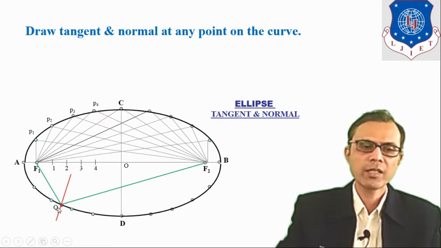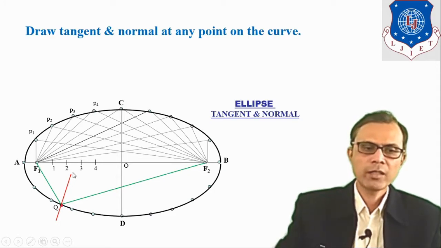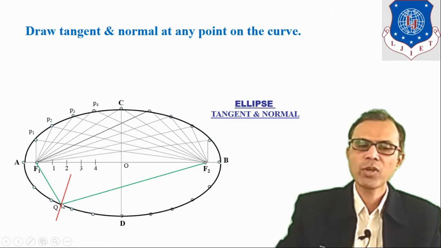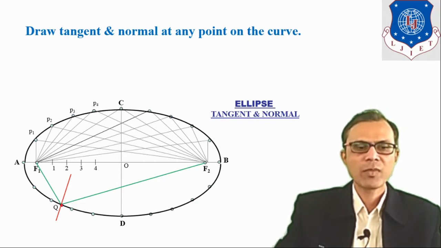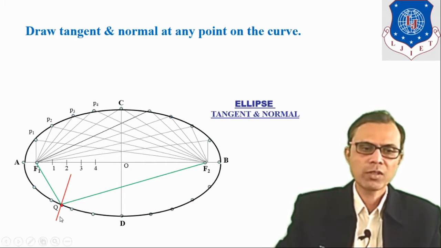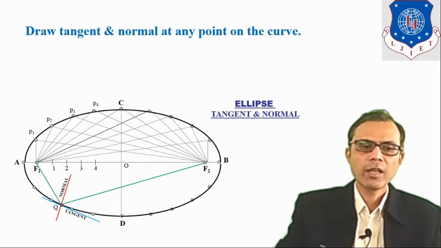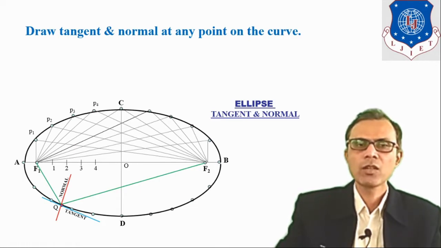So draw the bisector, and this line is the bisecting line, so it is the normal at given point Q, and normal and tangent are always perpendicular to each other. So from Q point on this line, draw a line at an angle of 90 degrees, so it is the tangent and the bisector is the normal.